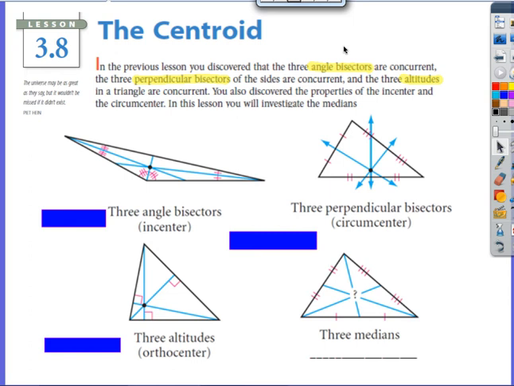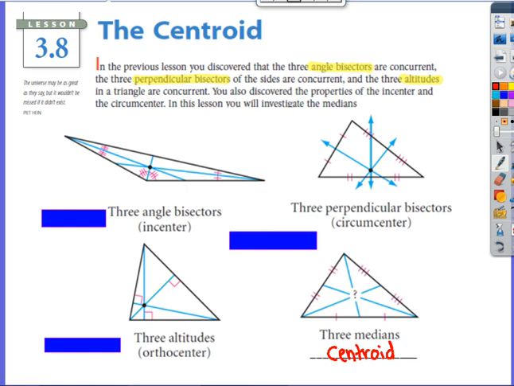And those are what they are. 3 angle bisectors are in-center, 3 perpendicular bisectors are circumcenter, and 3 altitudes are orthocenter. And the last one is 3 medians, and that's going to be centroid. So if you want to go ahead and write that, 3 medians is the centroid. And those are our big 4. Okay, those are our big 4.